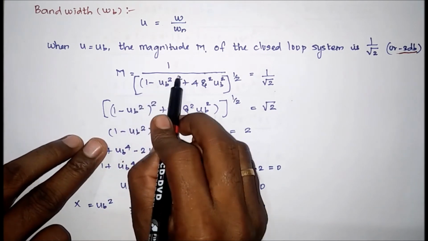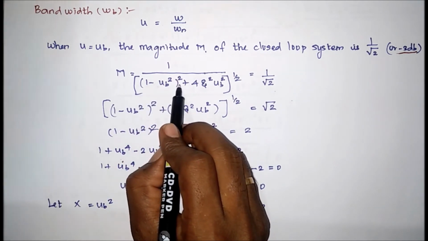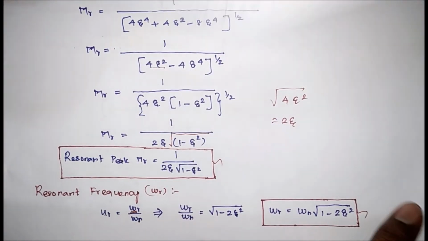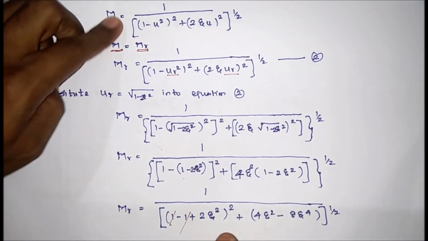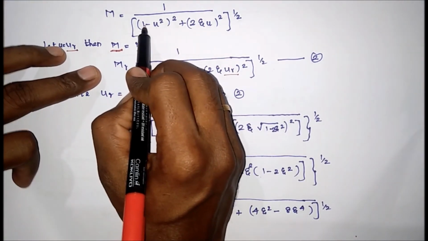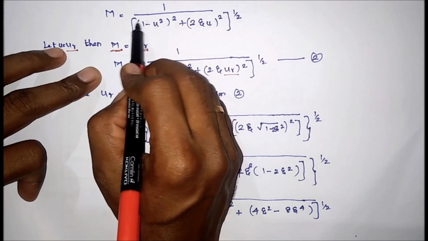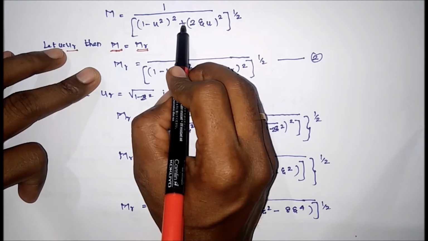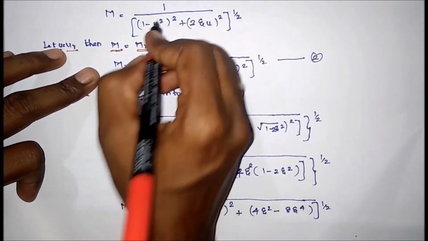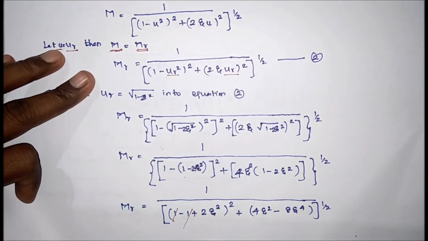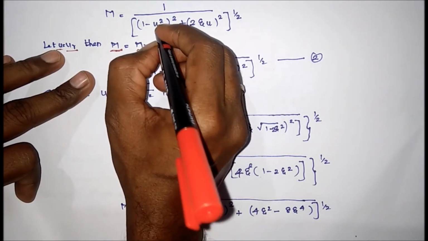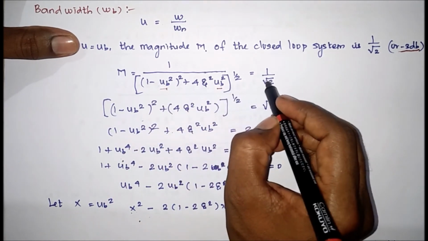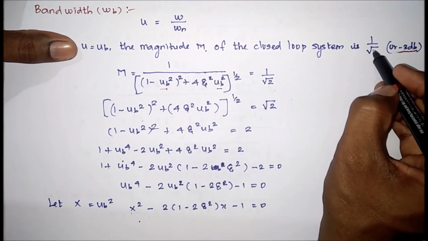So we know magnitude equal to, we just now derived, this is the M value, M equal to 1 by square root of, the whole power 1 by 2, into 1 minus u square whole square plus 2 eta u whole square. In this equation, to get bandwidth, we have to substitute u equal to ub here. Then we have to equate its magnitude to 1 by root 2.